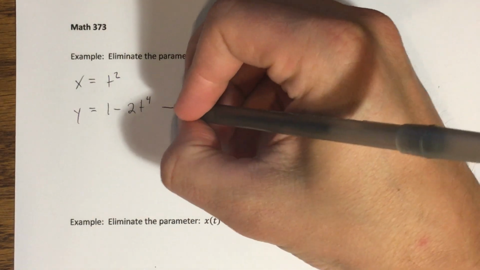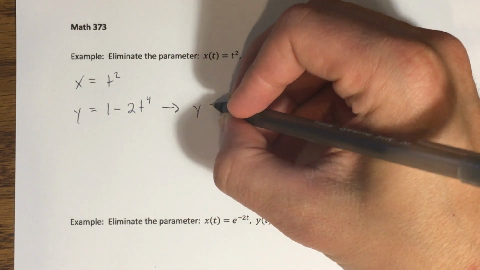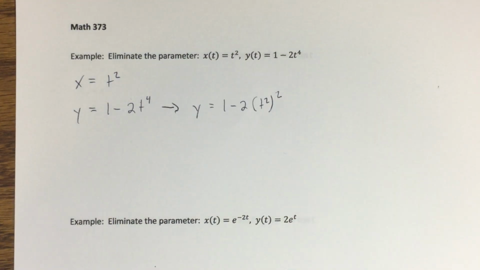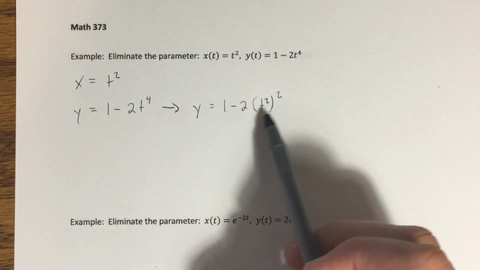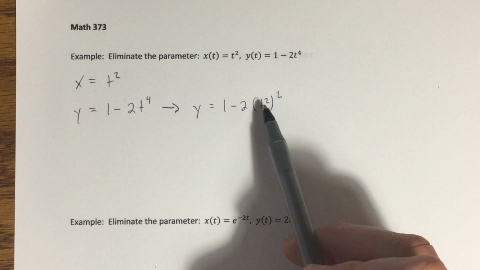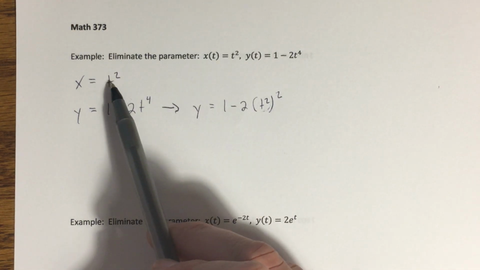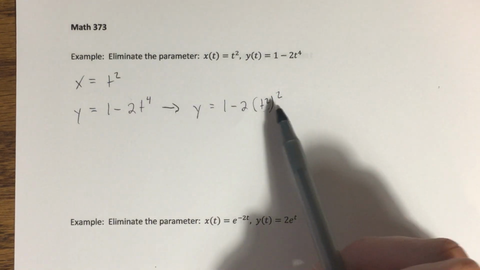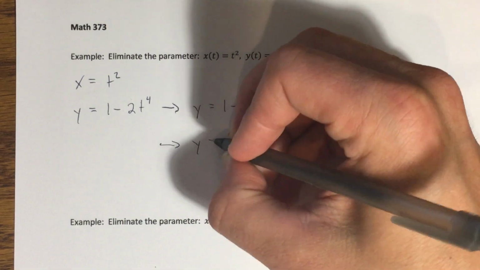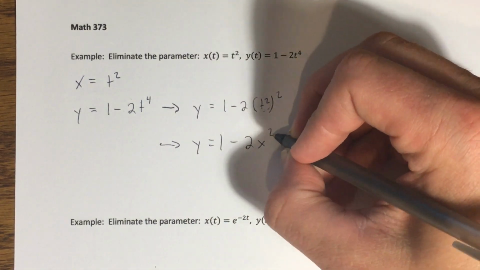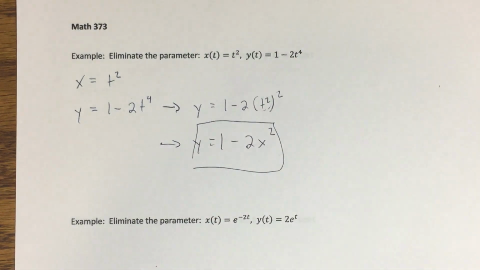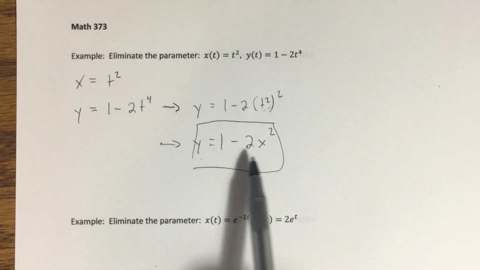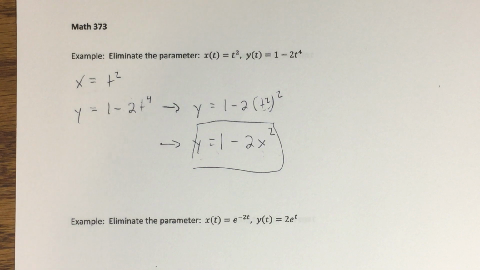And I'm going to notice that this second equation can be written this way. Y equals 1 minus 2 times t squared, squared. T squared squared is t to the 4th. But the purpose of writing it this way is I've caused a t squared to appear in this equation. And I know from this equation that t squared is equal to x. So I can substitute an x anywhere that a t squared appears. That means this can be written as y equals 1 minus 2x squared. And that's eliminating the parameter because the parameter is no longer present, and instead of two equations, I only have one, where x and y appear in this equation. Okay?